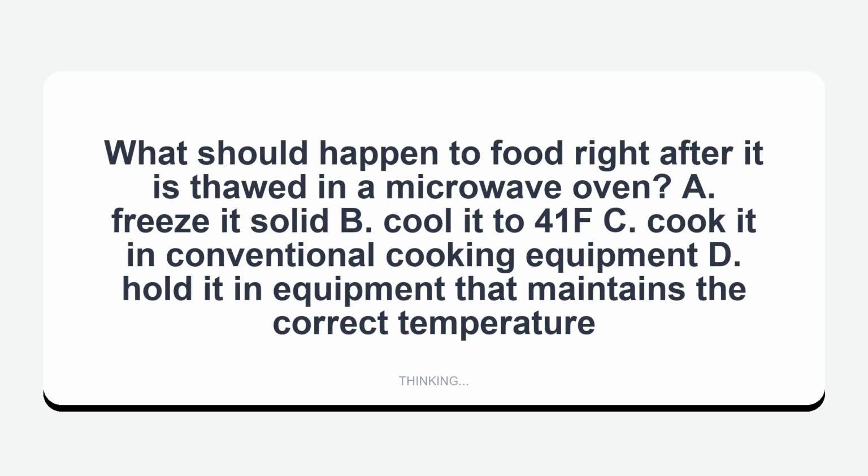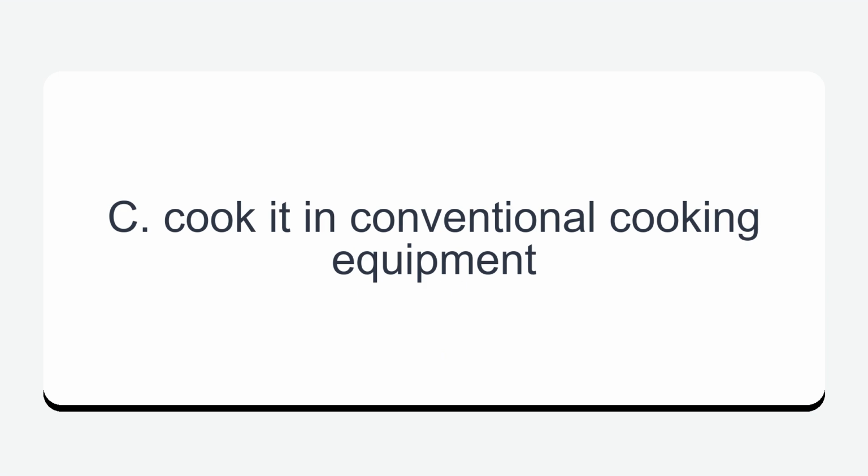What should happen to food right after it is thawed in a microwave oven? A. Freeze it solid. B. Cool it to 41°F. C. Cook it in conventional cooking equipment. D. Hold it in equipment that maintains the correct temperature. C. Cook it in conventional cooking equipment.